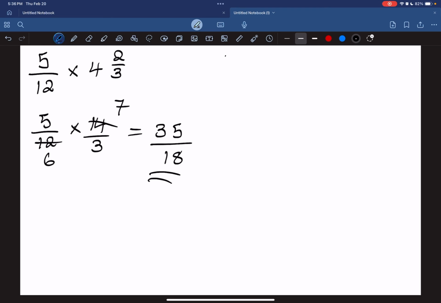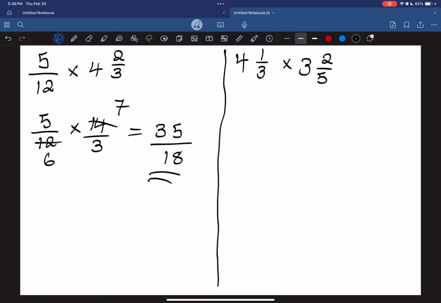So let's look at one last one. One last one, which is basically us doing this now: 4 and 1 over 3 times 3 and 2 over 5.